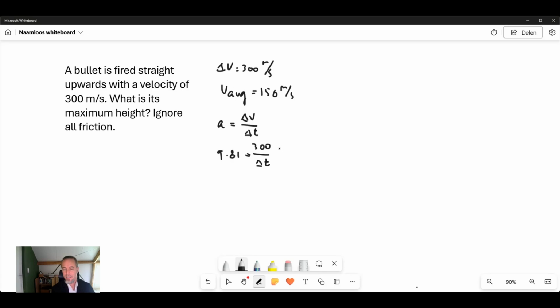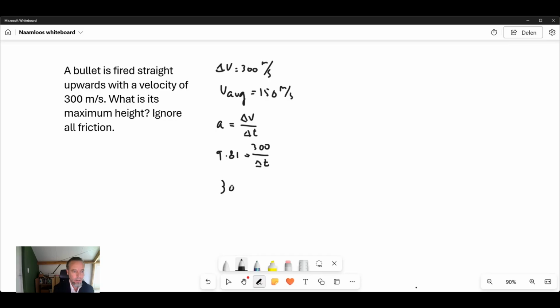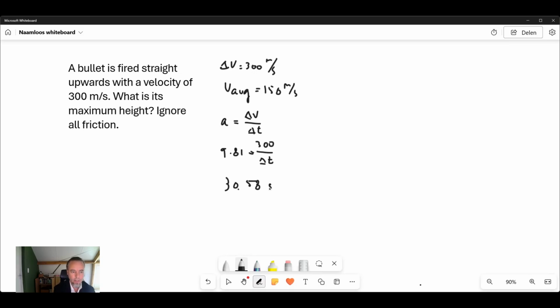So that means we can calculate delta t by, using our calculator, typing in 300 divided by 9.81, which equals 30.58 seconds. Now we know the time it takes for the bullet to go all the way upwards.